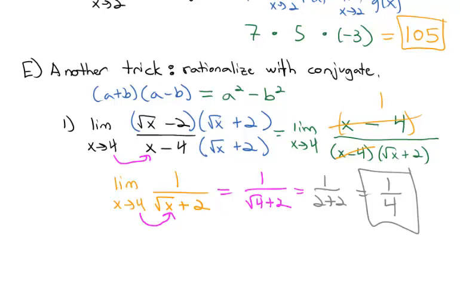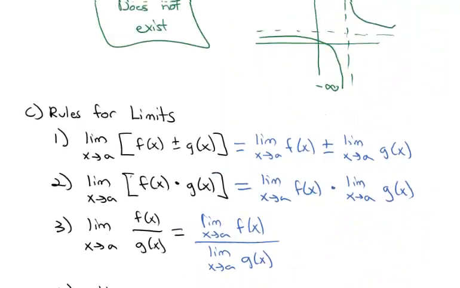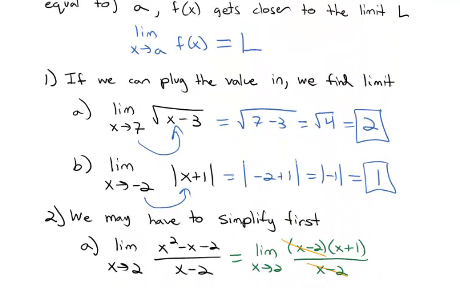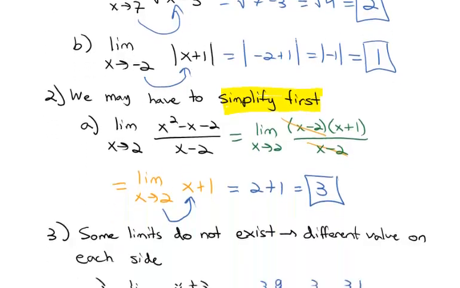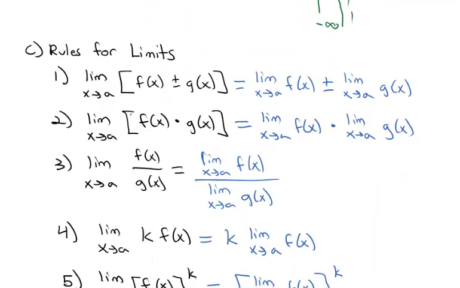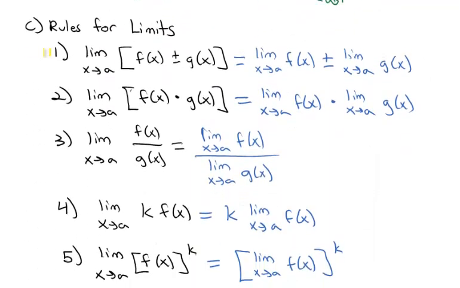So far in your tool belt, I want to review what we've got so far. First trick we have is we can just plug the value in. That's our first trick. Second trick we have was number 2, simplify first. Maybe we can reduce the part that's undefined. Third trick, maybe we can use some of our limit rules to make it an easier problem.